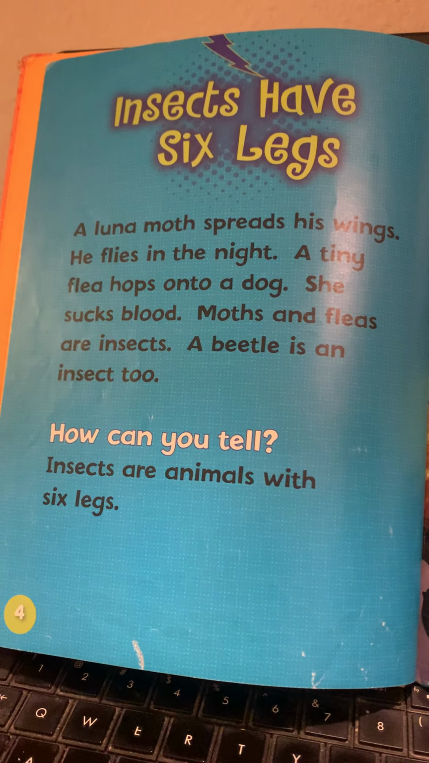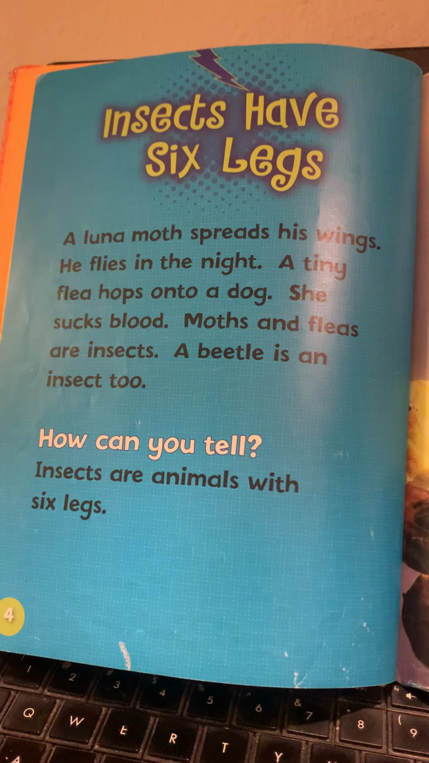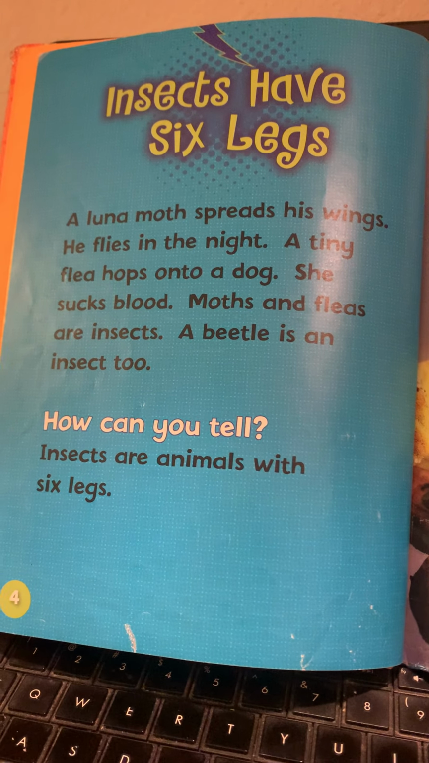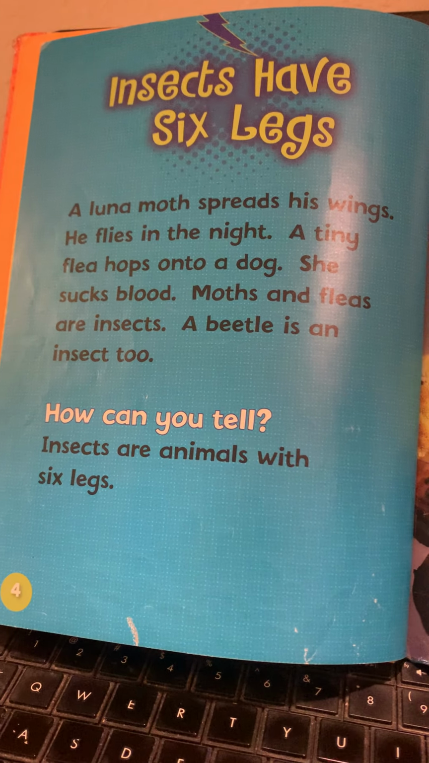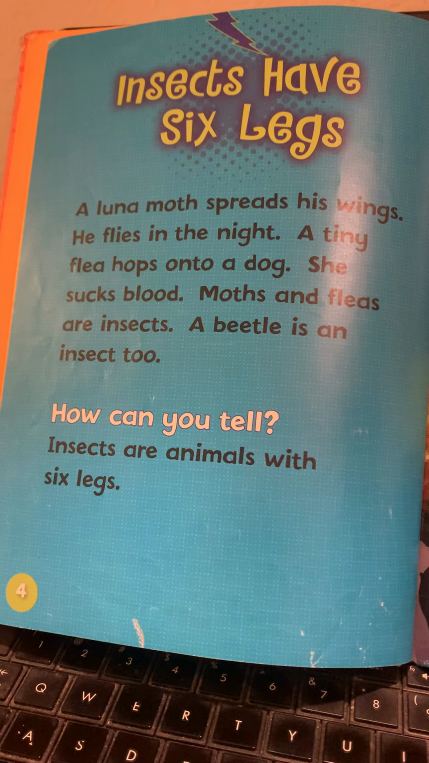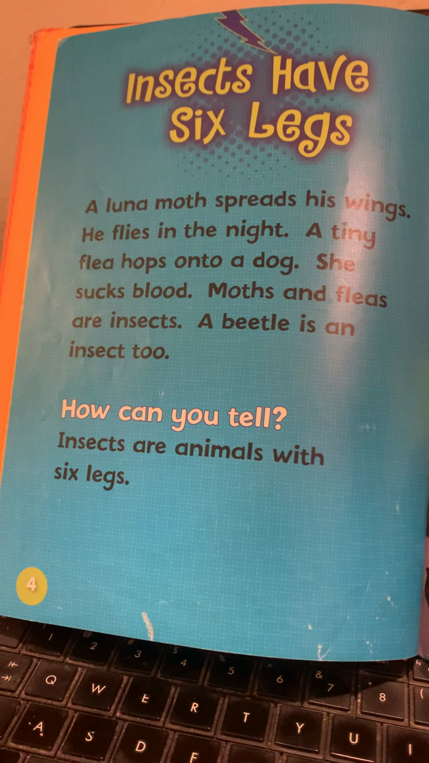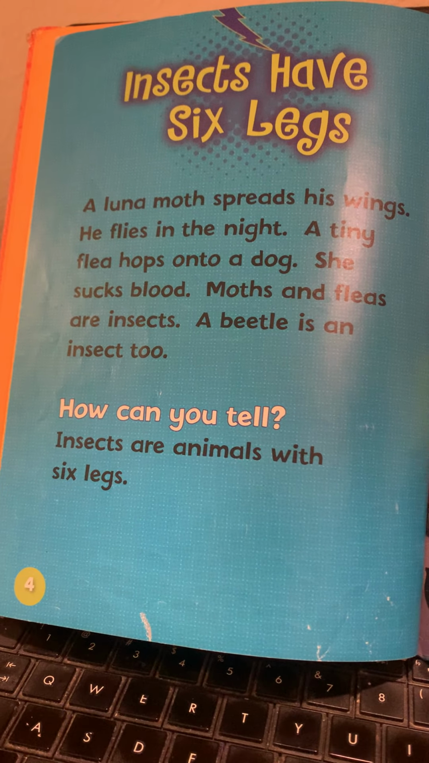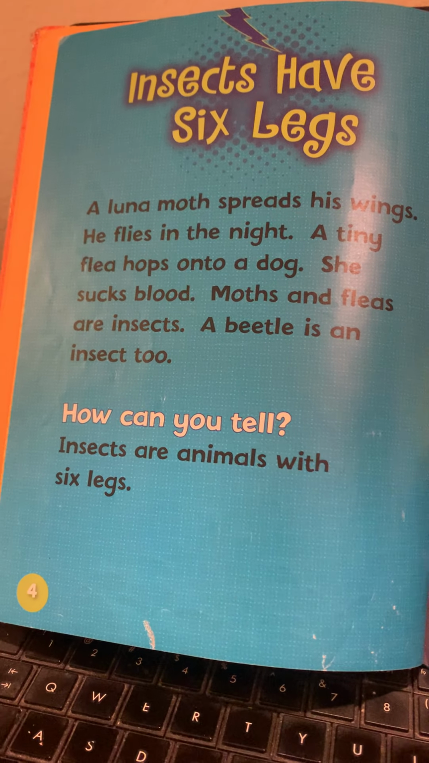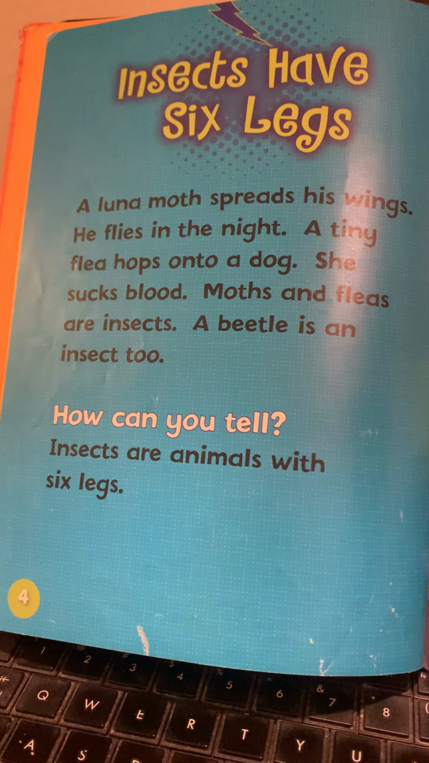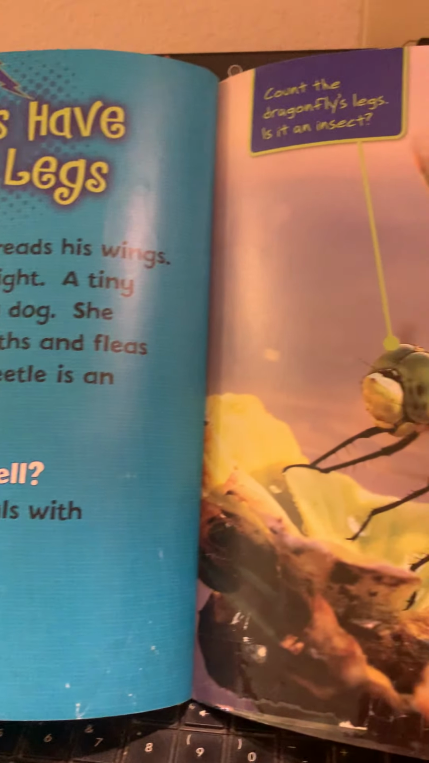Here we go. Insects have 6 legs. A Luna moth spreads his wings. He flies in the night. A tiny flea hops onto a dog. She sucks blood. Yuck. Moths and fleas are insects. A beetle is an insect too. How can you tell? Insects are animals with 6 legs.